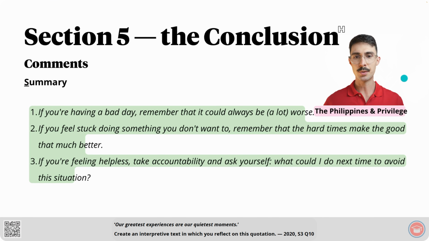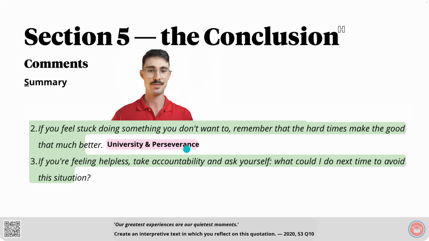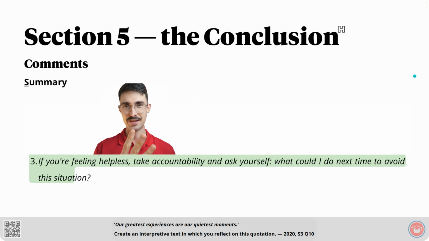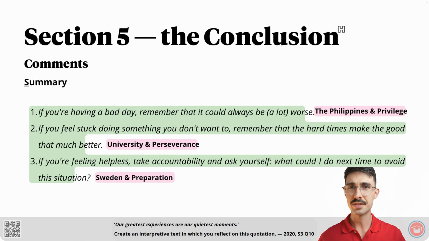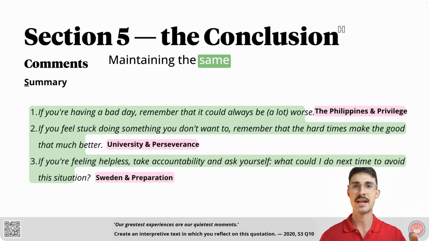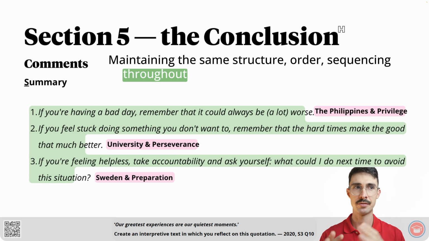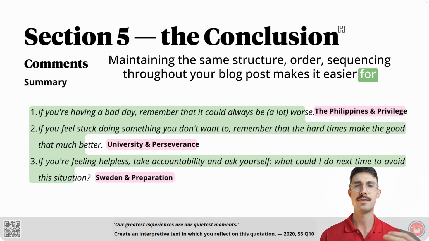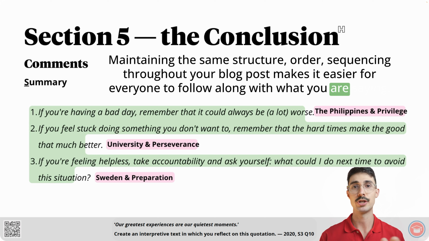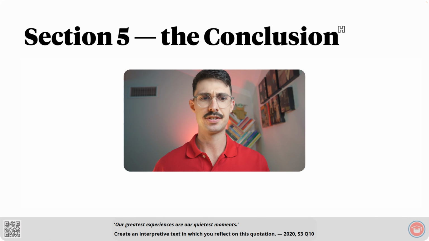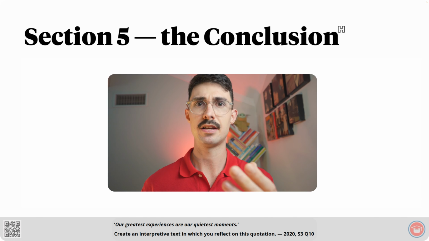The first key takeaway relates to main idea number 1. The second key takeaway relates to main idea number 2. And the third key takeaway relates to main idea number 3. This is a really small thing to do, but just maintaining the same structure, order, sequencing throughout your blog post makes it easier for everyone to follow along with what you're saying. That's a discussion of the summary element. Let's talk about the call to action.